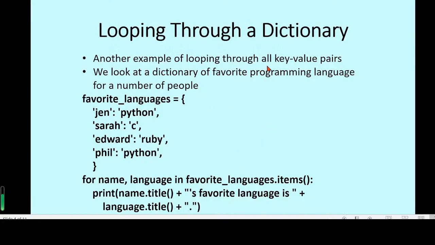Another example of looping through all key-value pairs. We look at a dictionary of the favorite programming languages of a number of people. So favorite_languages is a dictionary. The key is the person's name, and the value is the favorite language of that person. Then we can write a for loop to create two variables, name and language, for name, language in this dictionary's items. You can print the name in title form, concatenate it with a message, and then concatenate the language in title form.